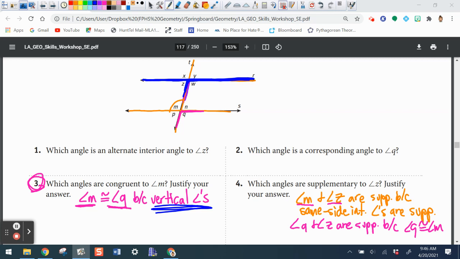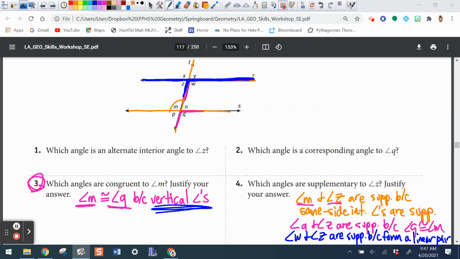So when two angles form a linear pair, in other words, two adjacent angles that form a line together, they are also supplementary. So angle W and angle Z are supplementary because they form a linear pair.